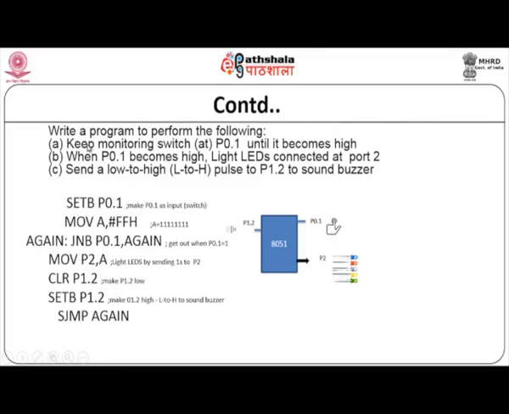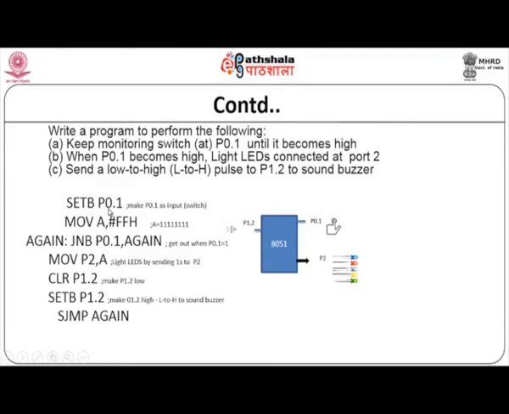So now just see that we keep monitoring the switch at P 0.1 until it becomes high. I have to make an indefinite loop until I am getting a 1 at P 0.1. Then when P 0.1 becomes high, the LEDs which are connected to port 2 have to be lighted, and a low to high pulse has to be sent to P 1.2, which in turn sounds a buzzer. This is what I wanted to have. If I press the switch, the LEDs connected to P2 have to glow, and the buzzer connected to the P 1.2 pin has to give a sound. This is the program segment we wanted to write.